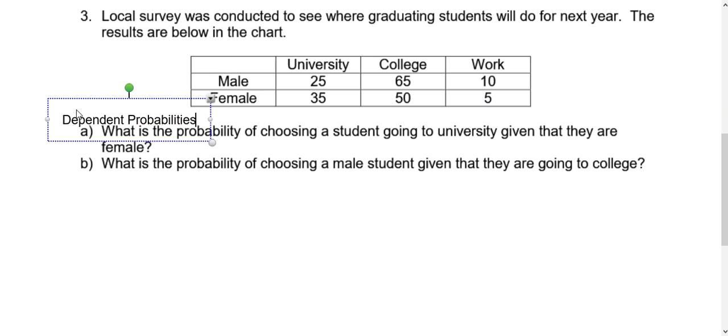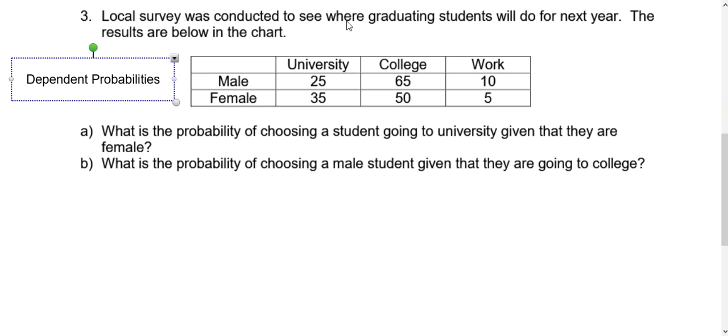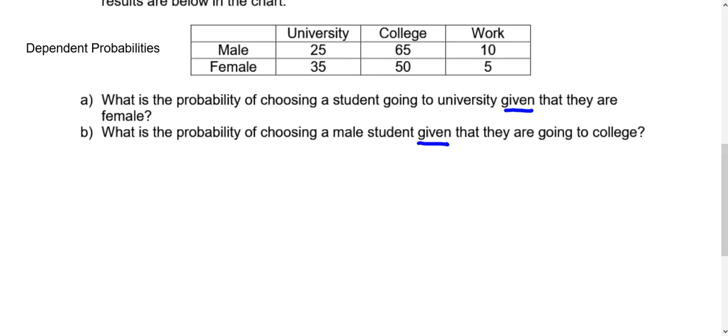As soon as I heard that word given, the bells are going off. What's the probability of choosing a male given that they're going to college? So there we go, we have to define our variables.